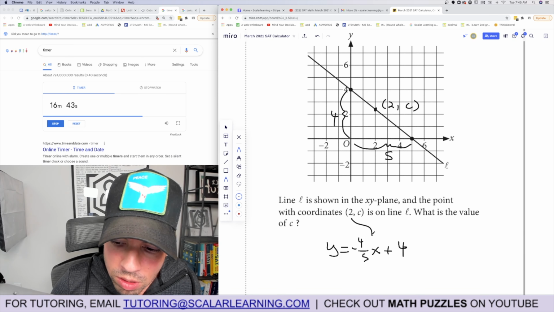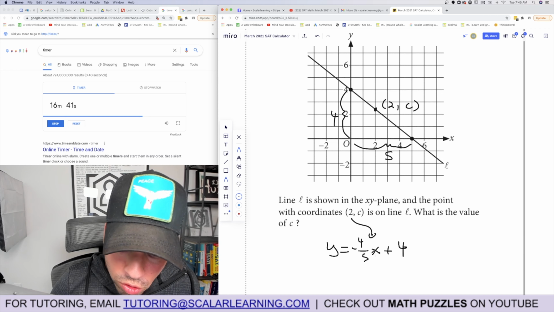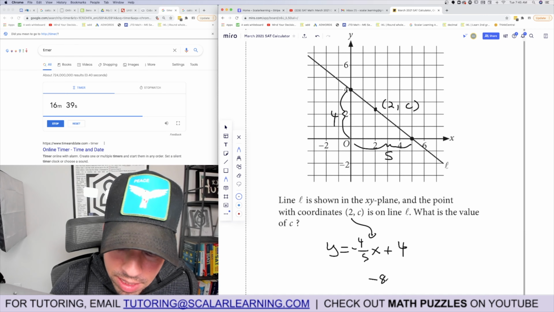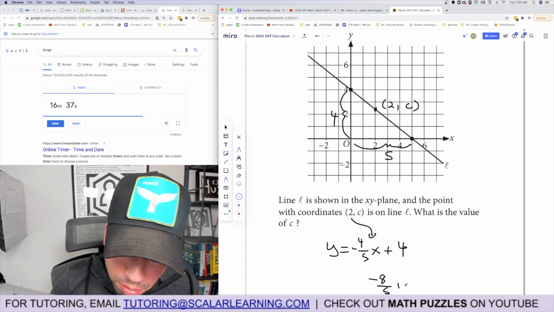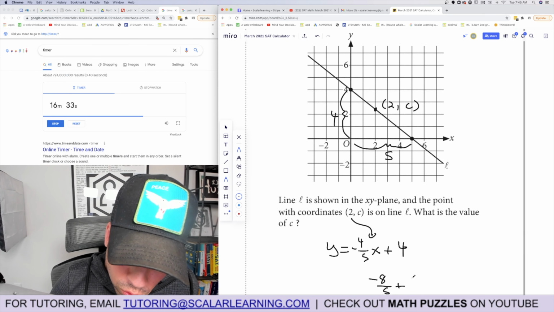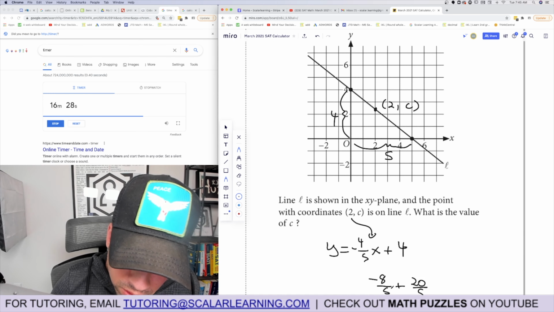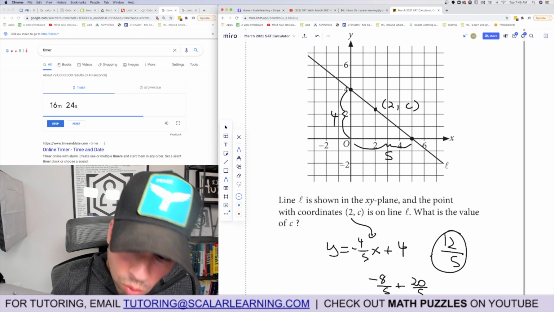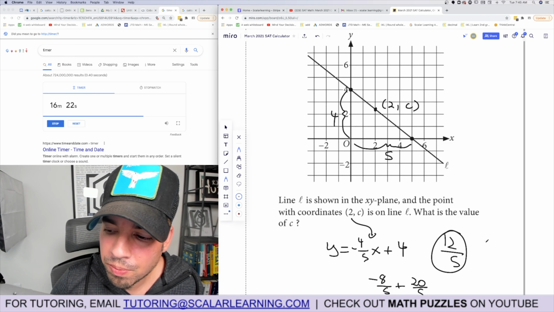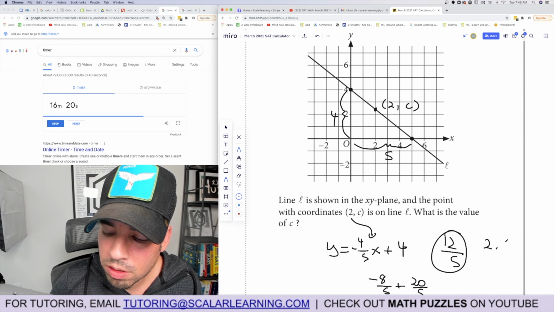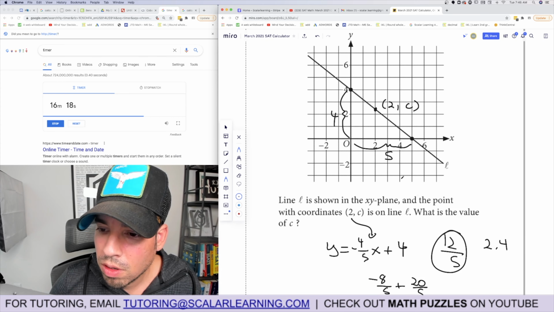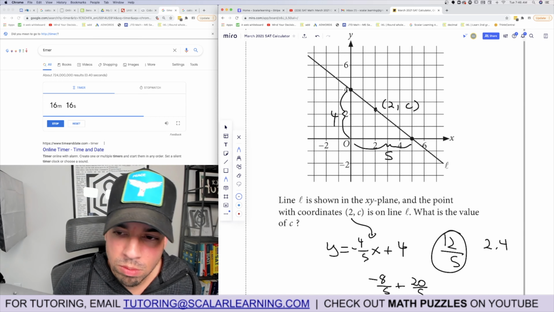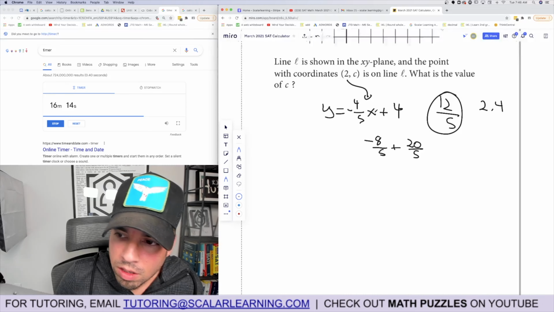So now I can plug 2 into this equation and solve. So 2 times that is negative 8/5 plus 4. I'll get a common denominator because 4 is the same as 20/5, right? 20 divided by 5 is 4. And so then we get 20 plus negative 8 is 12/5. Or you could say 2.4. And it looks like 2.4, so we're pretty good.